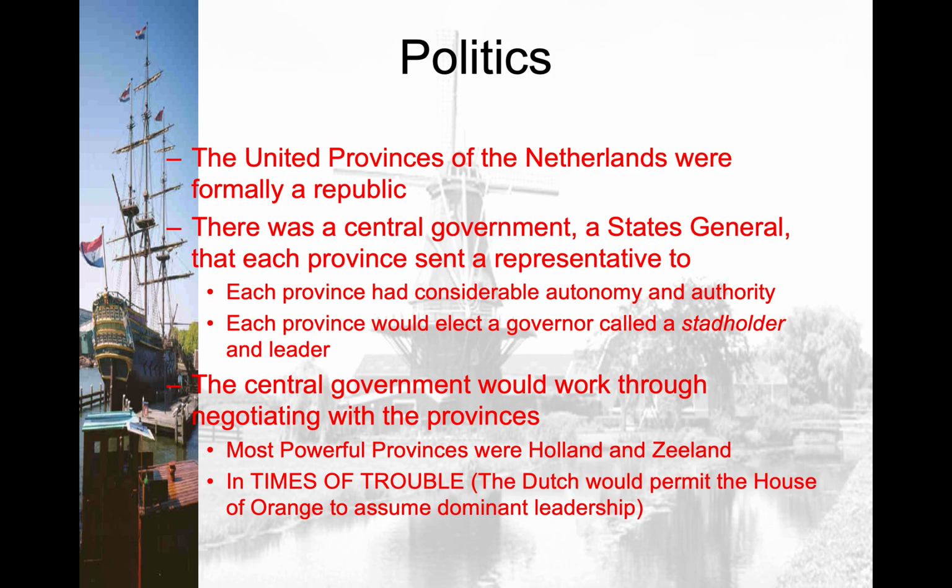So that's just a little asterisk, a little caveat to understand, is that they had this representative system, but if things got really bad, we would see the House of Orange not necessarily take over in like a dictatorship, but they would have a lot of influence within the government.